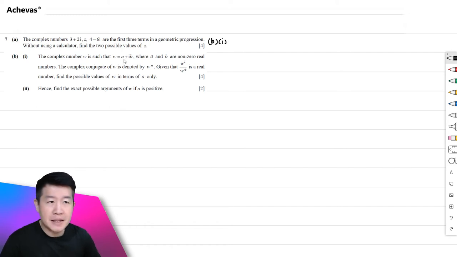w is this a plus ib. We are supposed to find the possible values of w in terms of a only when I'm given that this is a real number. So let's look at this. w squared over w conjugate, where w is this a plus ib. So I have this squared divided by w conjugate, which is a minus ib.